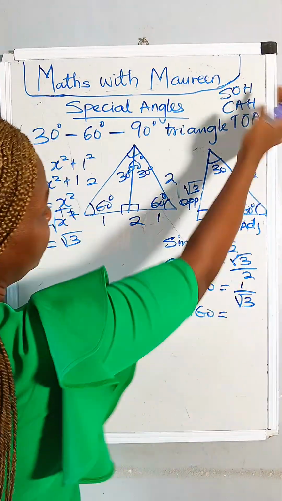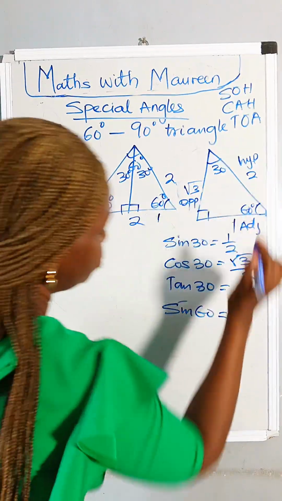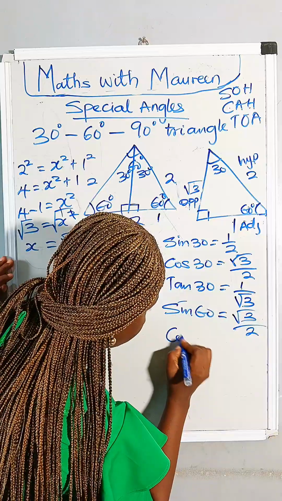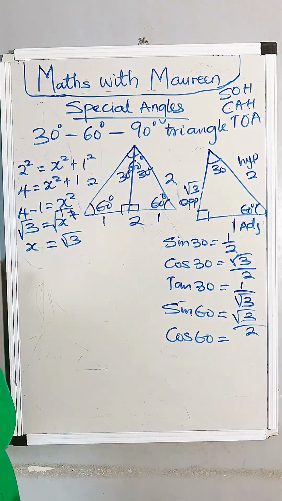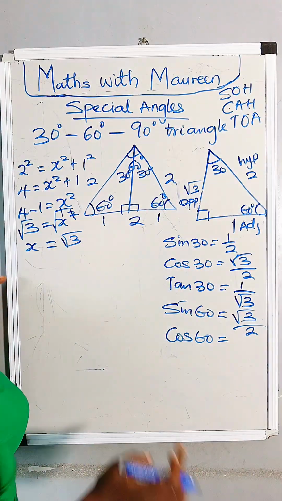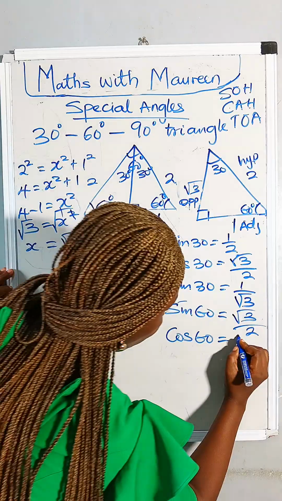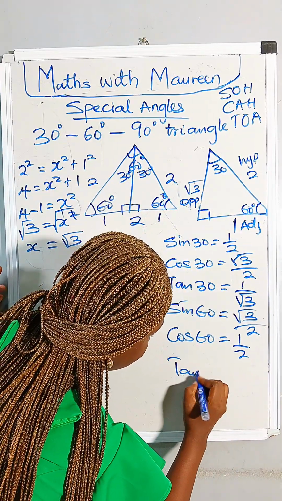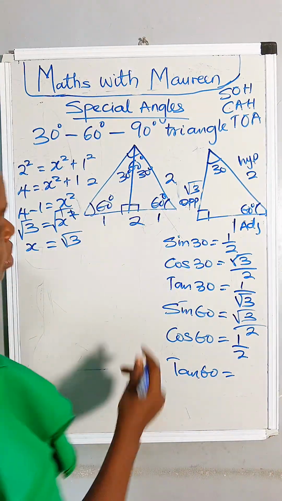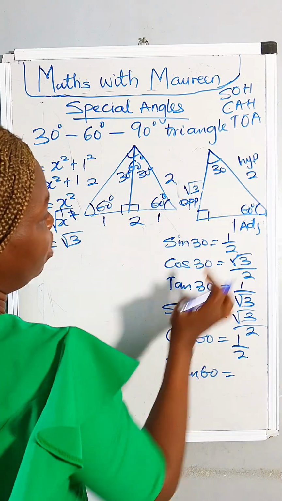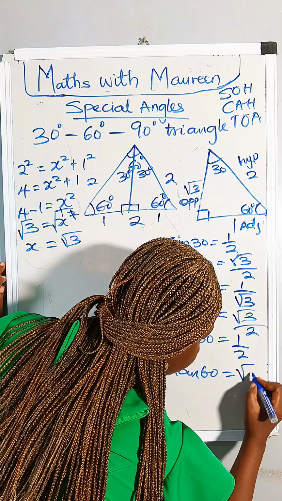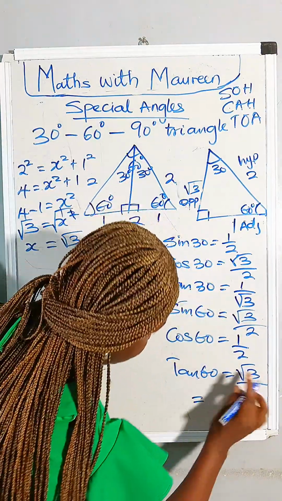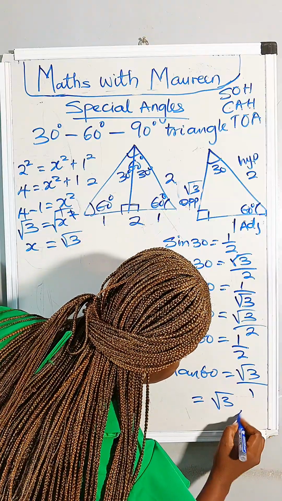Sine 60 equals opposite over hypotenuse, opposite root 3 over 2. So we have root 3/2. Okay, then cos 60 equals adjacent over hypotenuse, right? Our adjacent is 1. 1 over hypotenuse, which is 2, so 1/2. Then tan 60 equals opposite over adjacent. Our opposite is root 3 divided by adjacent, which is 1. So this is basically root 3 over 1, which is root 3. So tan 60 is root 3.